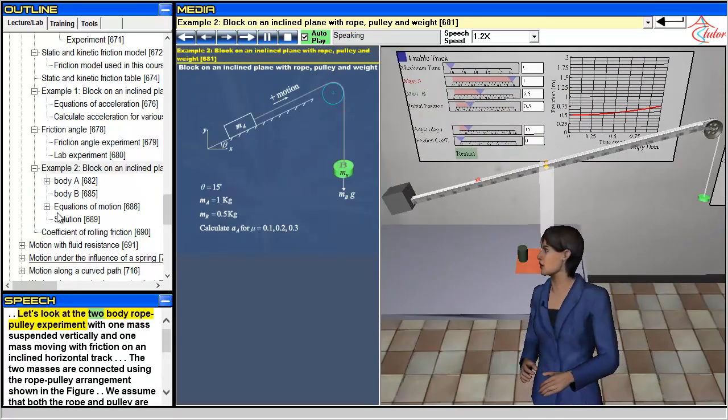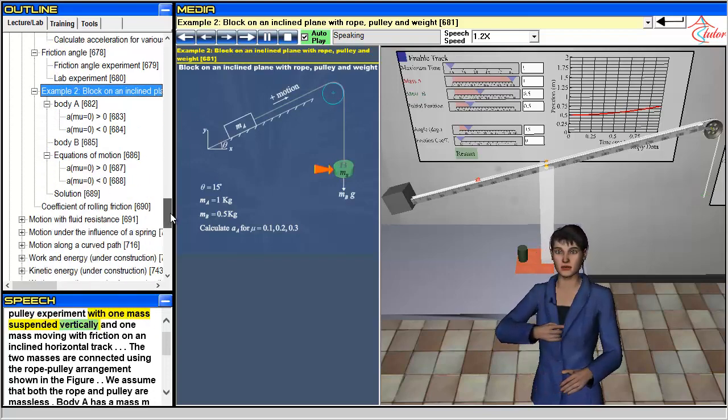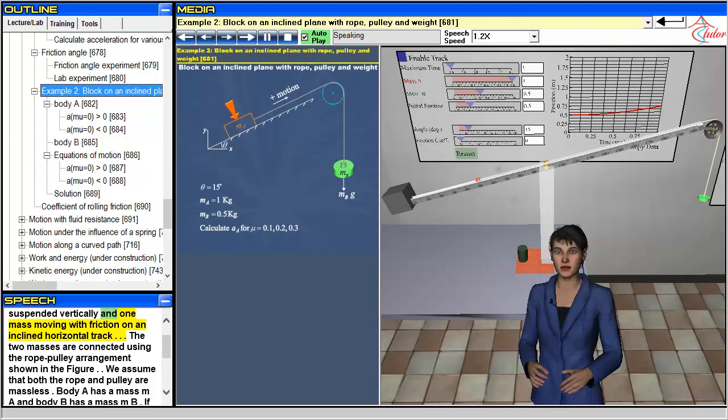Let's look at the two-body rope pulley experiment, with one mass suspended vertically, and one mass moving with friction on an inclined horizontal track.